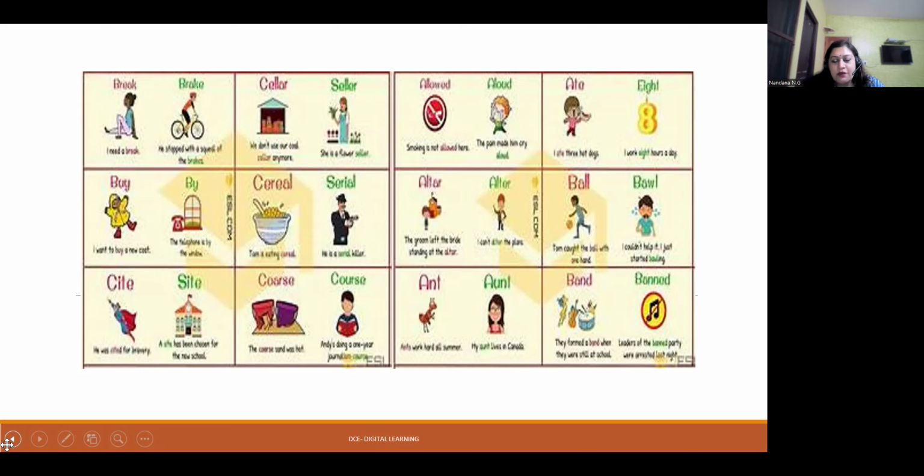In one meaning, the word ant refers to the insect, and the other word, aunt, refers to a relative. Eight, when you ate something, and the other meaning, eight, refers to the numeral eight. Ball, one is the ball with which you play, and the other, bawl, is the action of crying. Band, one meaning is where everybody comes together to play some music, and the other, banned, is when something is forbidden.